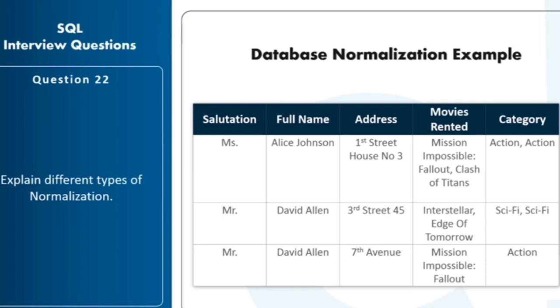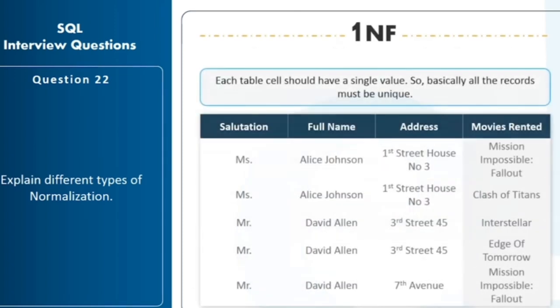So we'll have a record that says Miss Alice Johnson, 4th Street, house number 3, Mission Impossible. And a second record as Miss Alice Johnson, 4th Street, house number 3, Clash of Titans. Similarly, we'll have Mr. David Allen, 3rd Street, 45 with Interstellar, then Mr. David Allen, 3rd Street, 45 with Edge of Tomorrow, and Mr. David Allen, 7th Avenue, Mission Impossible Fallout. That's how you get your table into 1NF: records with unique values in the complete table. As you can see on the screen, this is the table in 1NF.